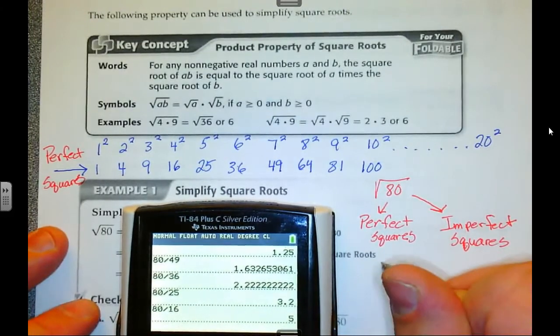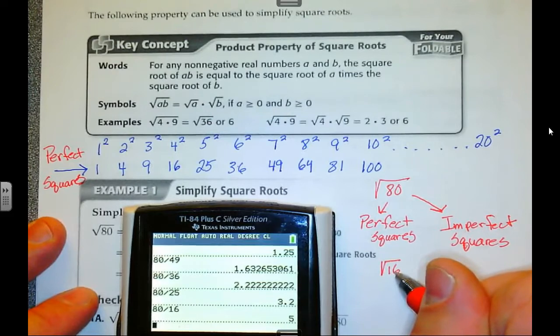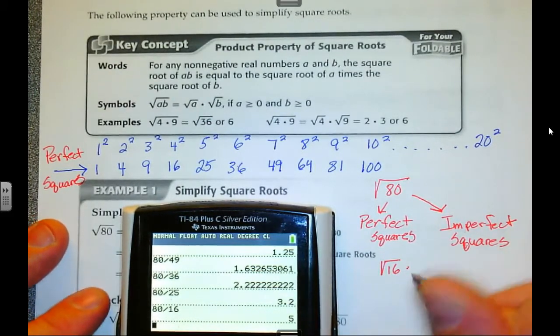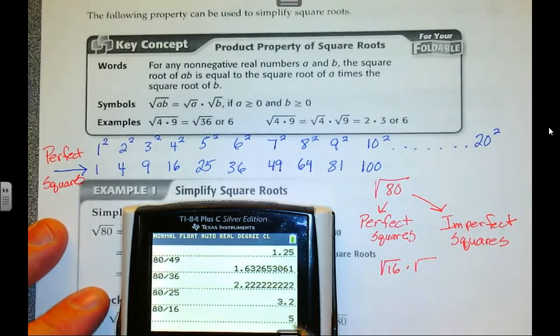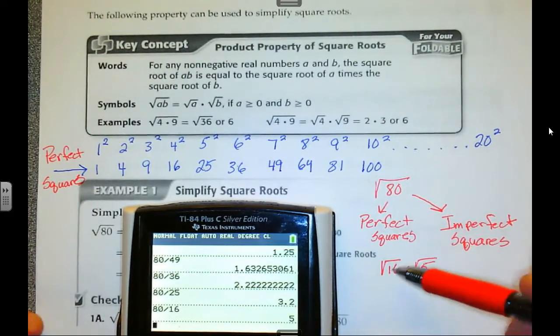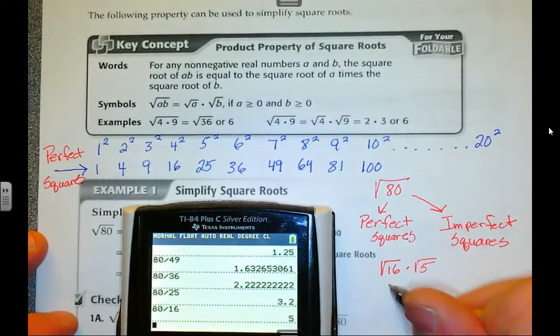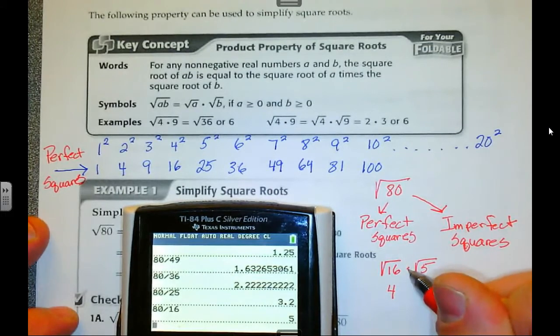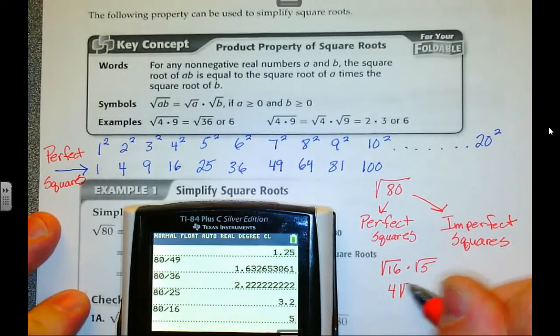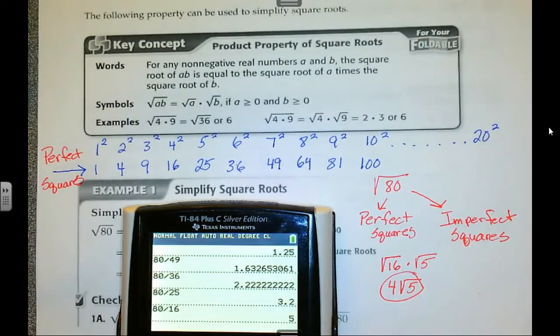So I'm going to break this up to the square root of 16, my perfect square, times the square root of my imperfect square, which is the other factor, 5. Now I can simplify this. Square root of 16, well, that's easy, it's 4. And then I don't need the multiplication symbol there, square root of 5. So that is the square root of 80 simplified.